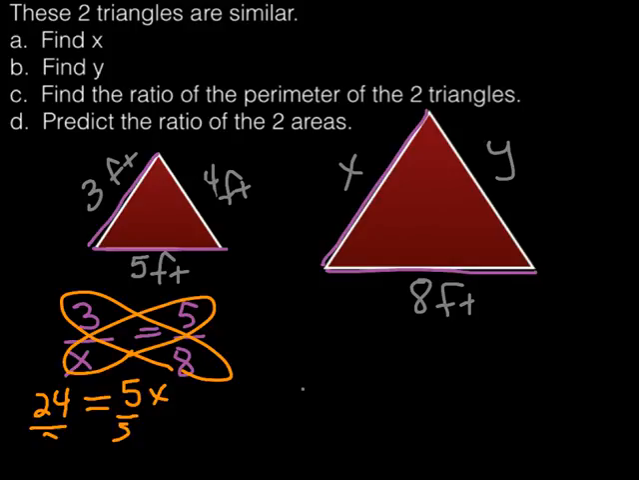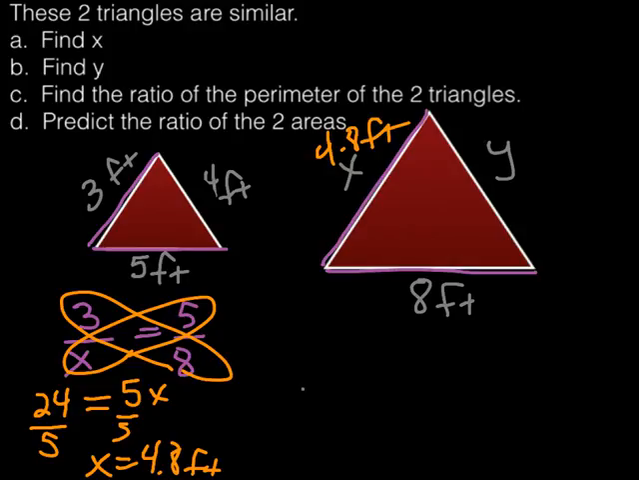To solve for x, I'm going to divide both sides by 5, and when I divide both sides by 5, I'm going to get 4.8. So x is equal to 4.8 feet. So there's my x. And now I need to solve for y.